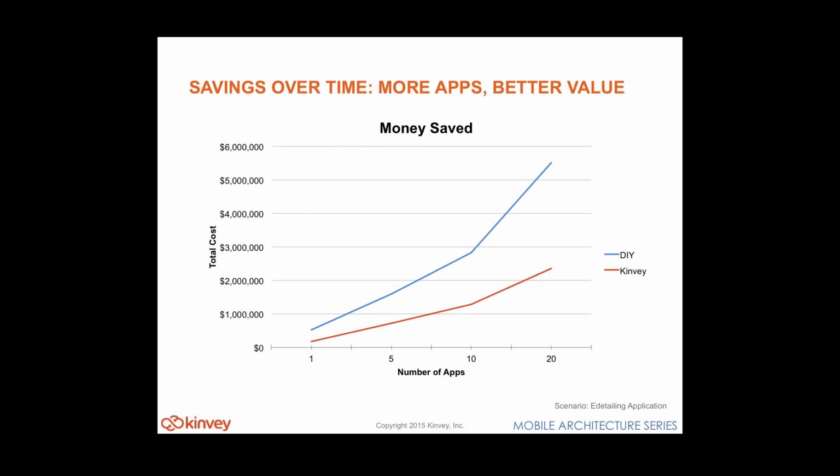And I also ran some calculations just to see how much money is saved over time. This is again with that same e-detailing application scenario. As you increase the number of apps, the margin between your savings also increases astronomically. By your 20th application that's built similarly to your e-detailing application, you end up with millions of dollars of savings.